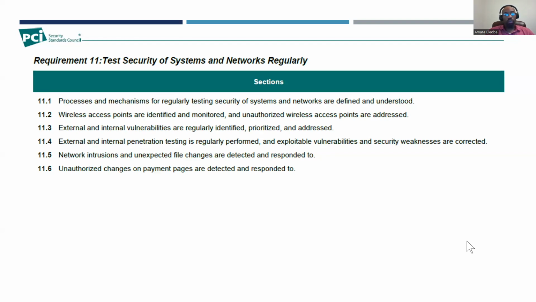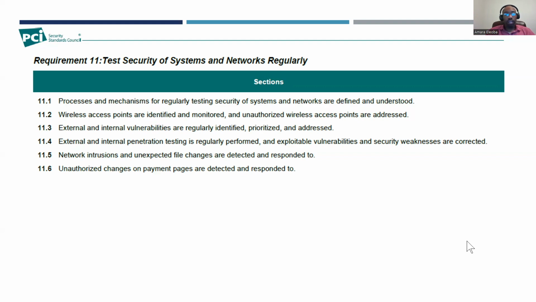11.1, policies. We want to make sure that the policies and the procedures to test your network and systems are defined and understood. 11.2 looks into wireless access points. So you want to identify it, you need to monitor it, and also address unauthorized access points. You need to have some sort of process in place to detect it. And when you detect it, how are you addressing it?